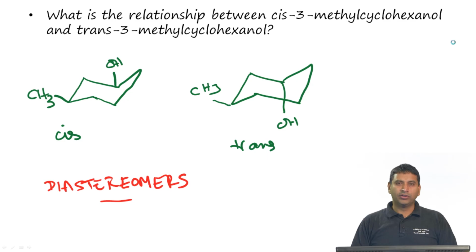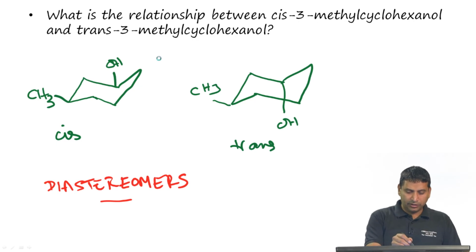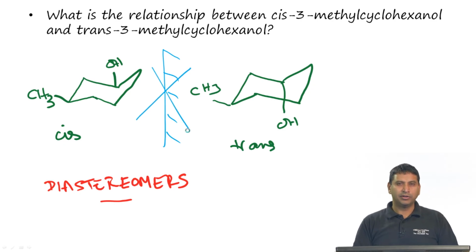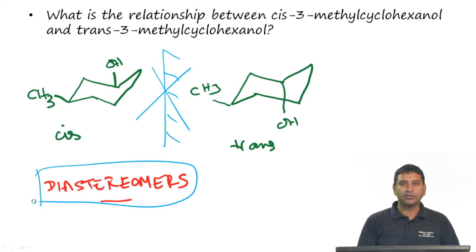So, the next question is, what is the relationship between cis-3-methylcyclohexanol and trans-3-methylcyclohexanol? They are non-superimposable, and they are not mirror images, so they do not have a mirror image relationship, but they differ in stereochemistry, and therefore, they are diastereomers.